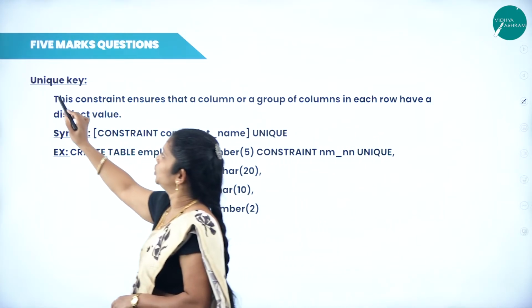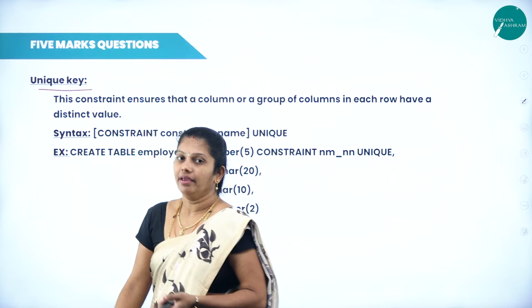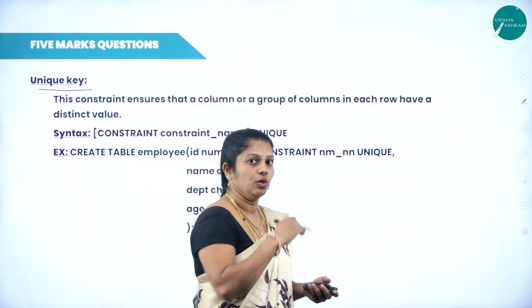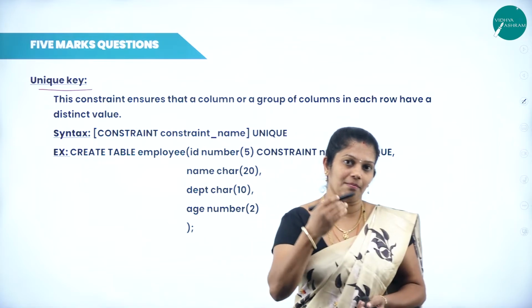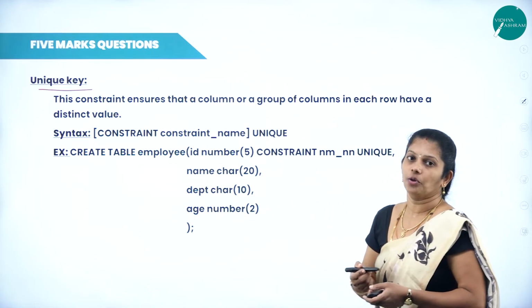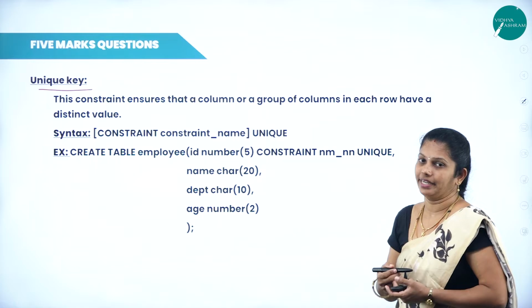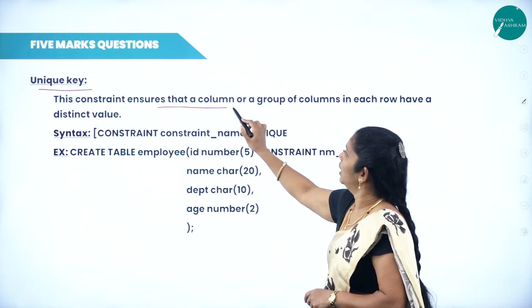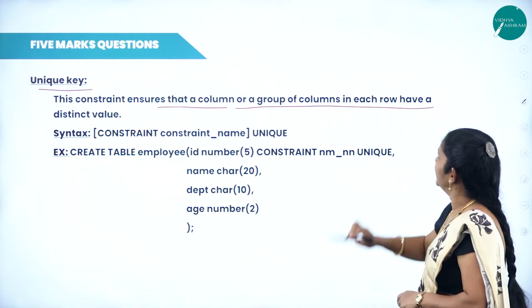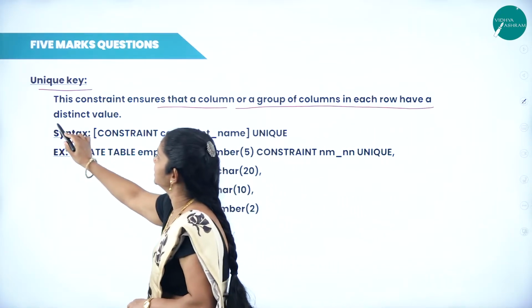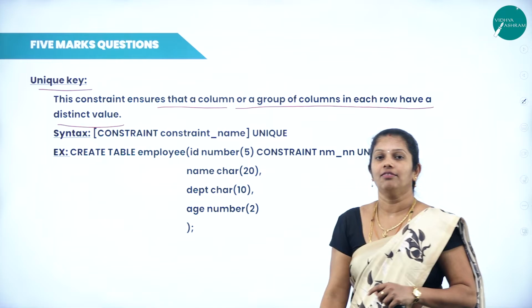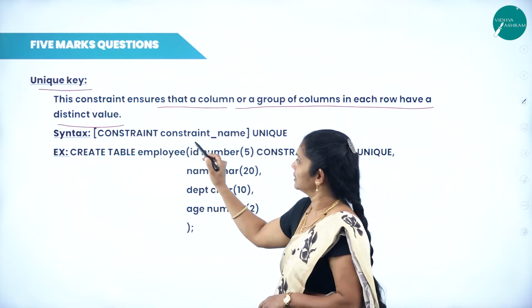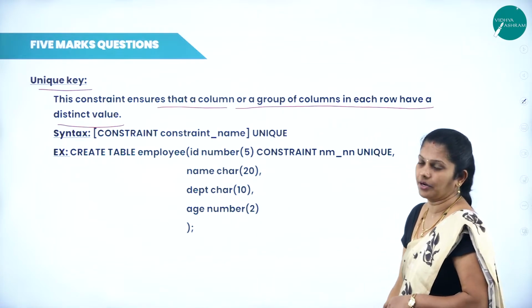Next constraint, that is the unique constraint. The name itself suggests uniqueness. It means that if I enter that value once again for the same or another record, then it will not consider it as a unique value in the table. This constraint ensures that a column or a group of columns in each row has distinct values. Compulsorily, the value should be different. Then the syntax to represent it: constraint name, then you have to write unique.